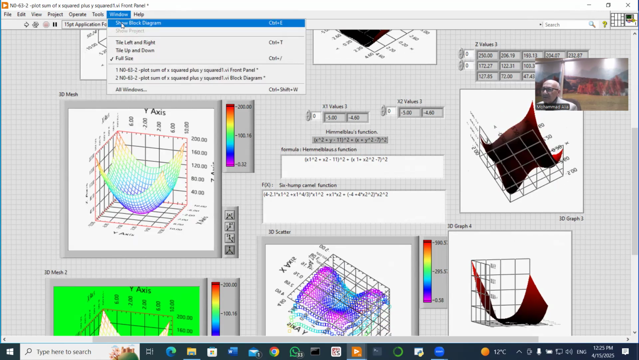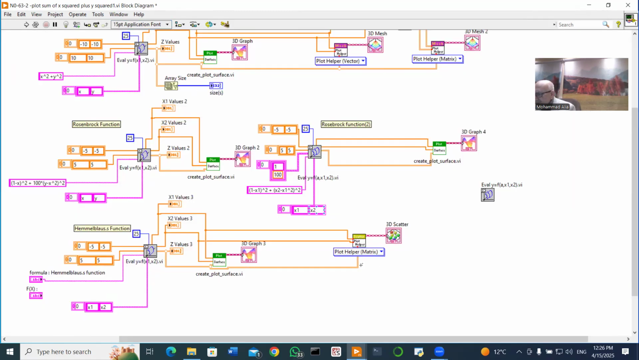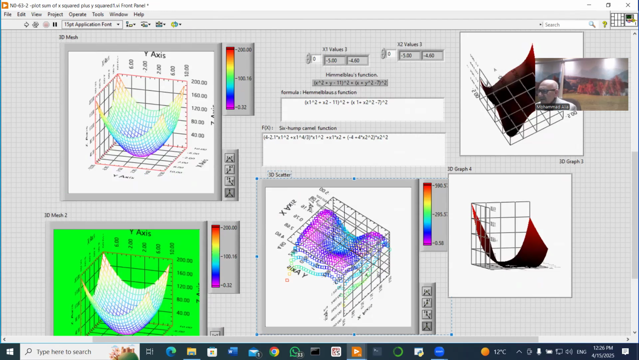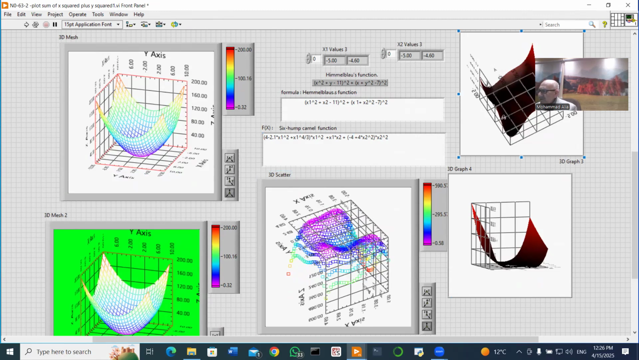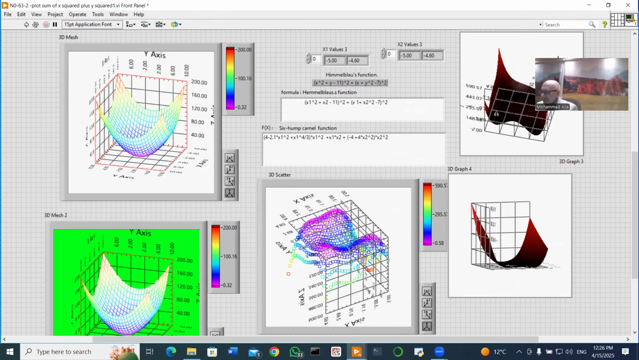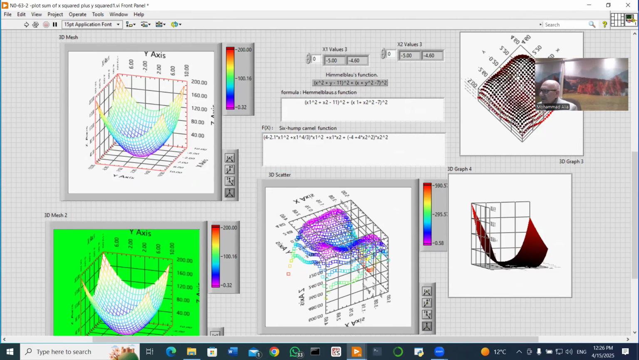What more? Let me show you also if there is something. Yes, it is plotted as a three-dimensional scatter also. There is no problem. Here is the three-dimensional scatter of this function. To be very close, here it is. It should be flipped up and down like this.